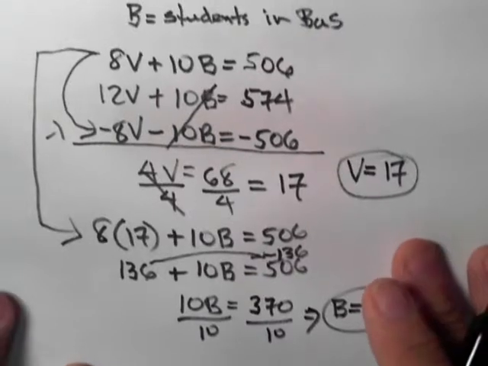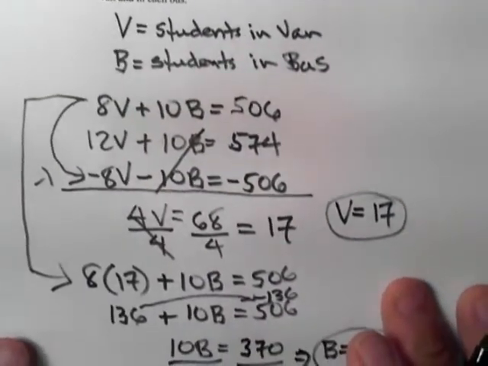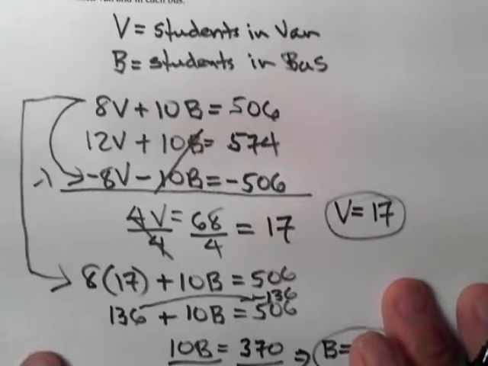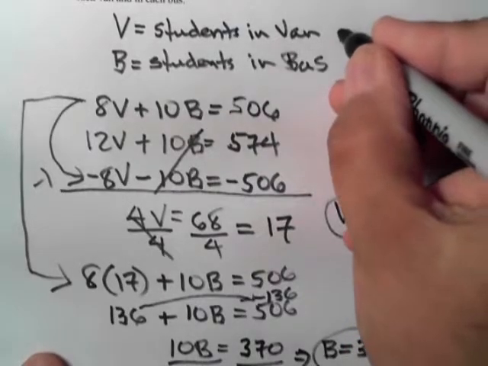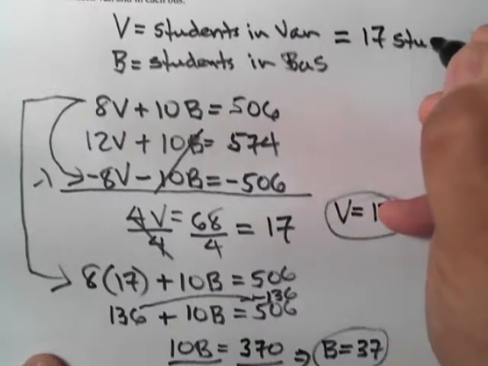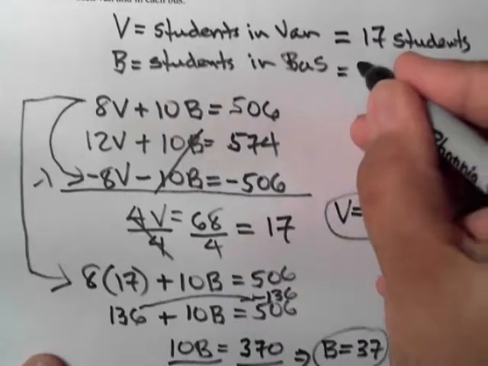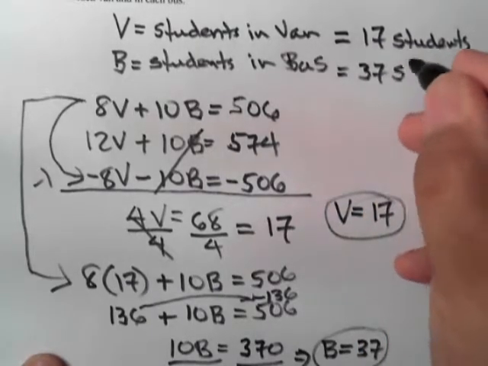Okay, here we go. So there it is. By using 2 variables, we were able to set up our system of equations, solving for V and B. Students in a van equals 17 students, and students in a bus equals 37 students.